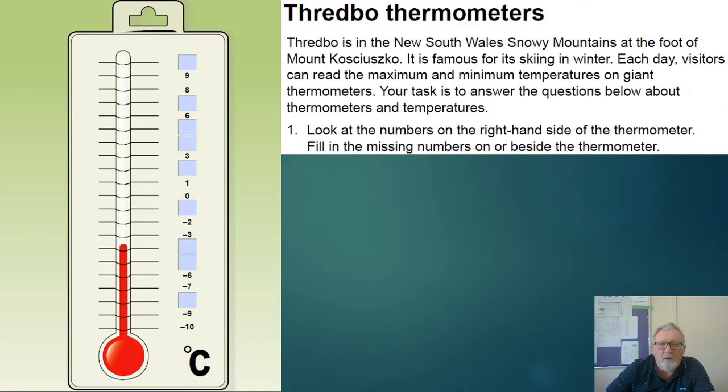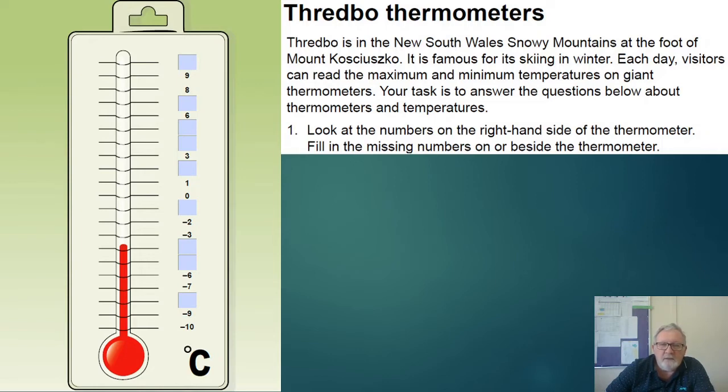Now we can apply our understanding to thermometers and vertical number lines. A thermometer is an example of a vertical number line. And this is all about a ski resort called Thredbo. Thredbo is in the New South Wales Snowy Mountains at the foot of Mount Kosciuszko, the tallest mountain in Australia. It's famous for its skiing in winter, and each day visitors can read the maximum and minimum temperatures on giant thermometers. Your task is to answer the questions that follow about thermometers and temperatures.